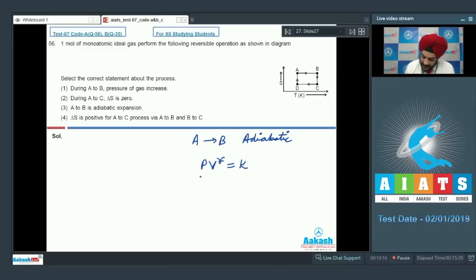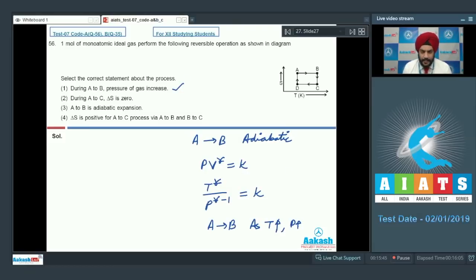This can also be rearranged to give us T to the power gamma upon P to the power gamma minus 1 equal to constant. Now from the graph we can see that temperature is increasing, and if we use this condition we can clearly see that the pressure must also increase in the system. So from A to B, as T increases, the value of pressure also increases. So the first statement is correct.